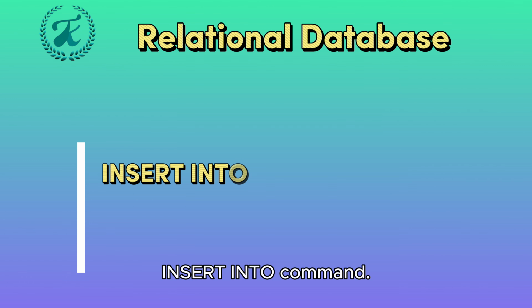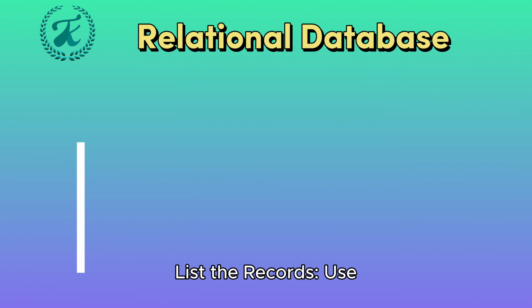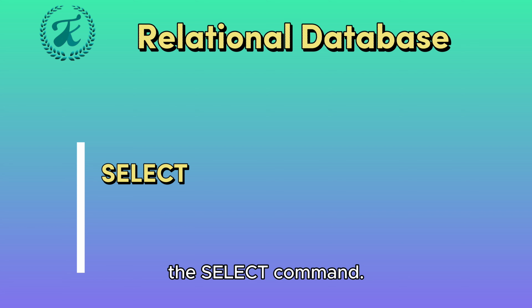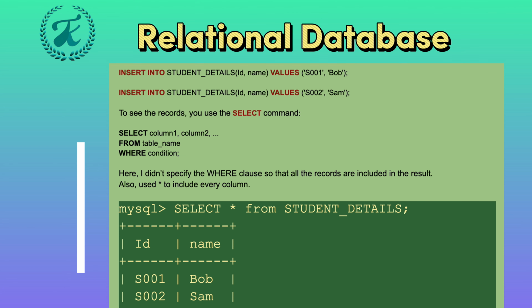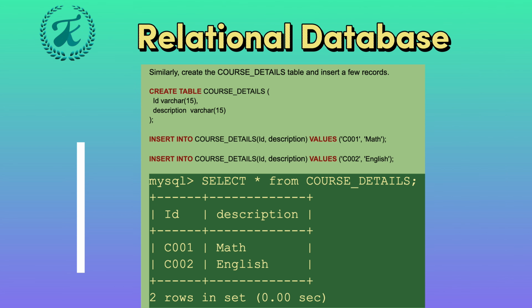Insert a record. Use the insert into command. List the records. Use the select command. If you don't specify a where clause, all records will be returned. Using asterisk will include every column in the result. Similarly, you can create additional tables and insert more records.